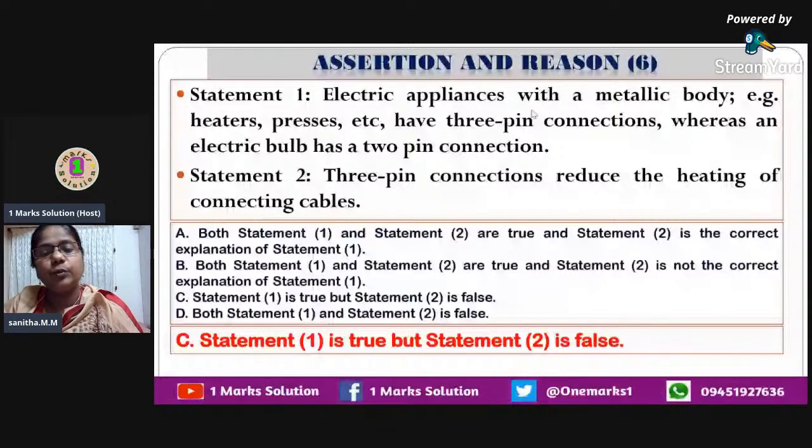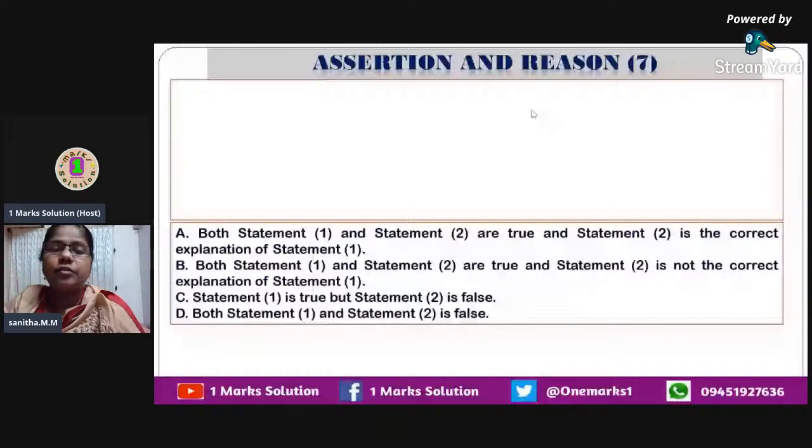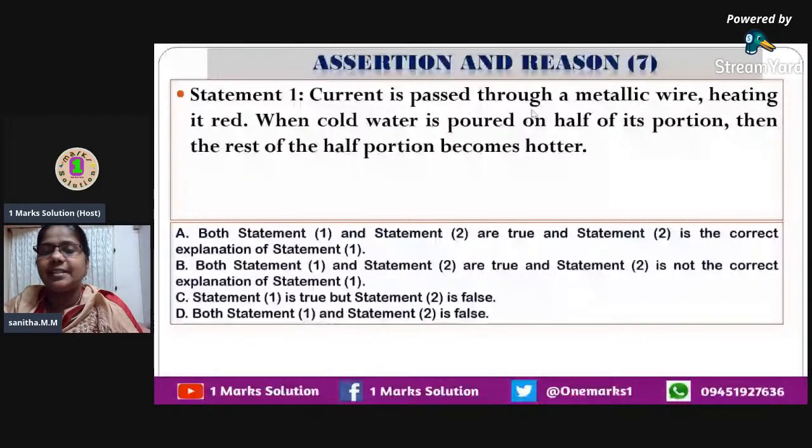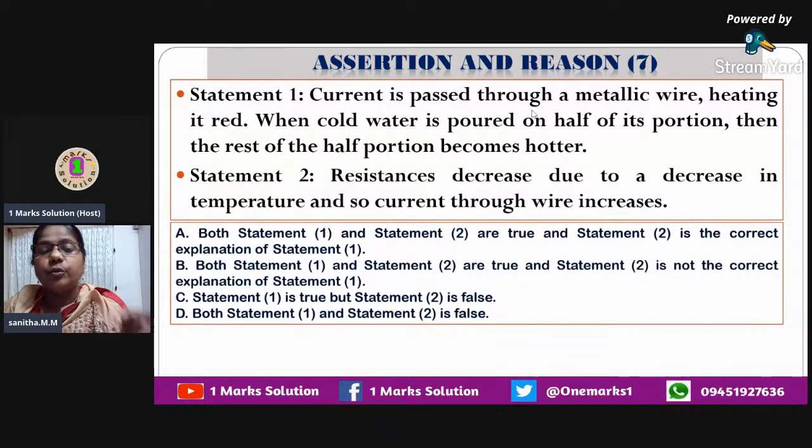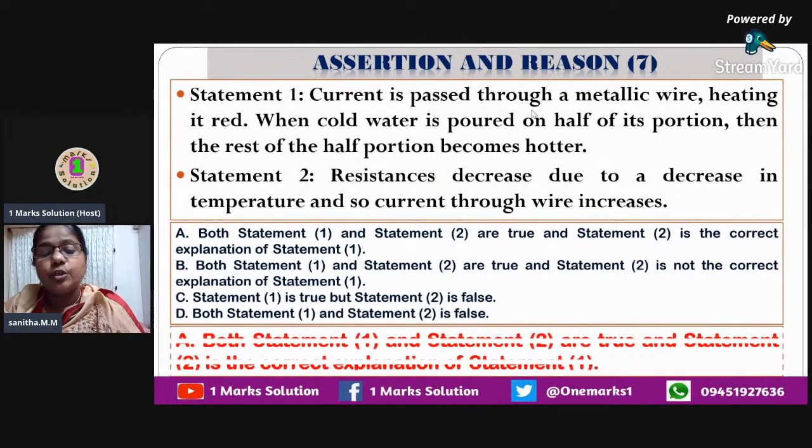Now we can go for the 7th one. Current is passed through a metallic wire, heating it red. That means it will be red hot, right? When cold water is poured on half of its portion, the remaining half portion becomes hotter. Why? We know that when the temperature decreases, resistance also decreases in the case of a conductor. So here the statement is that resistance decreases due to a decrease in temperature, and so current through the wire increases. So what is the answer?